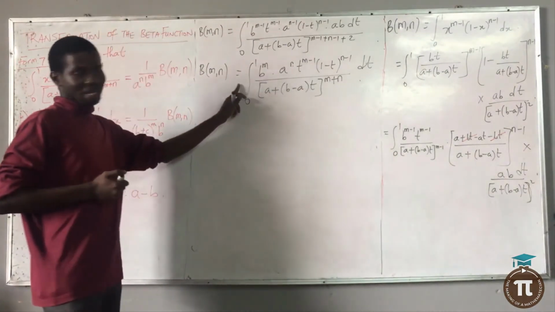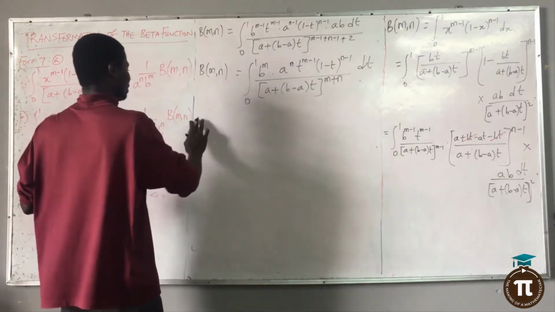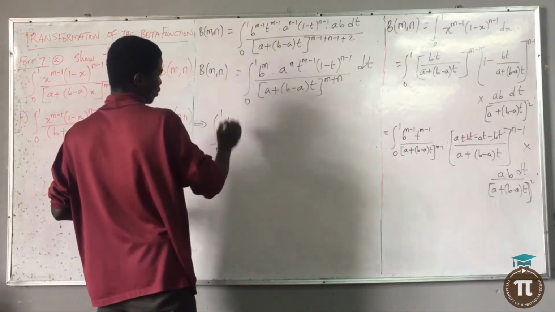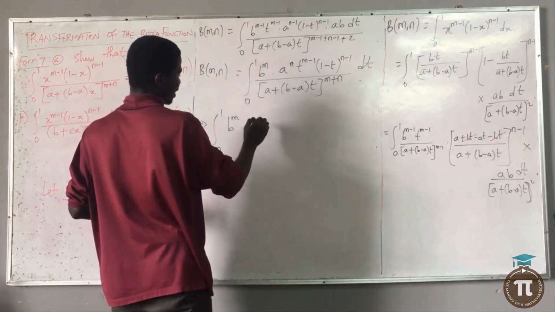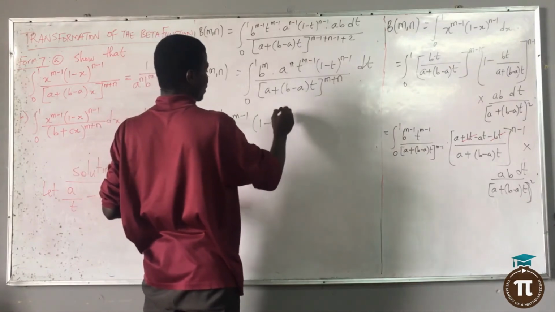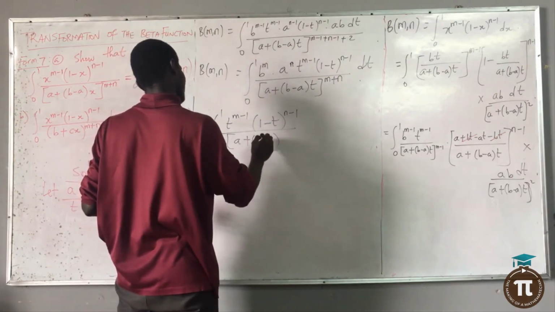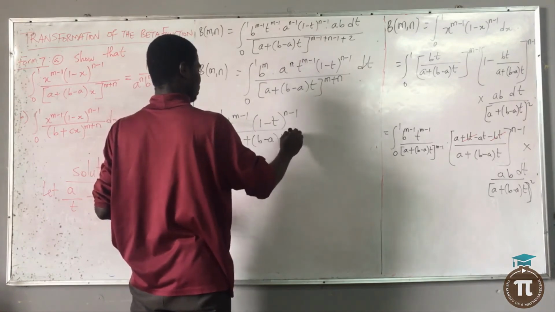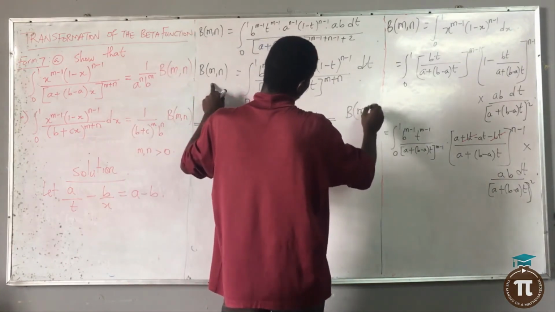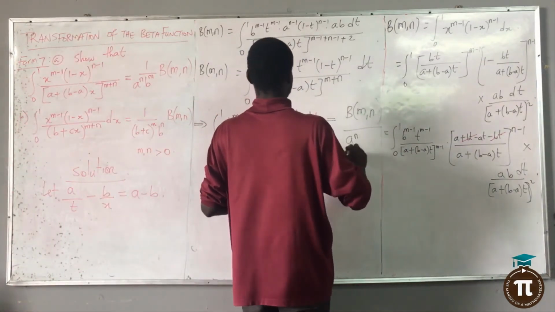a to the n and b to the m are constants, they can come outside the integral. When they come out, I divide both sides by a to the n and b to the m, so that at the end of the day I'm going to have the integral from 0 to 1 of t to the m minus 1 multiplied by 1 minus t raised to the power of n minus 1 all over a plus b minus at raised to the power of m plus n dt will be equal to beta of m comma n, all over a to the n b to the m.